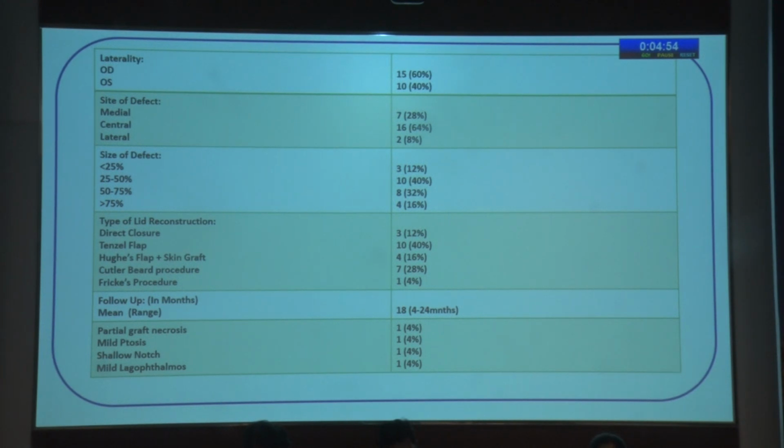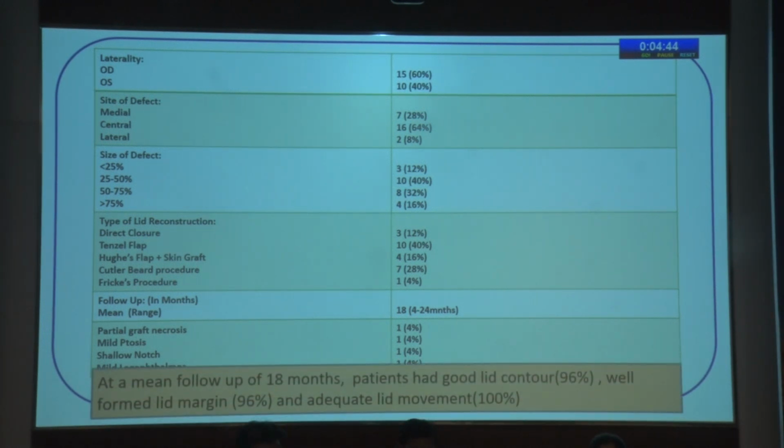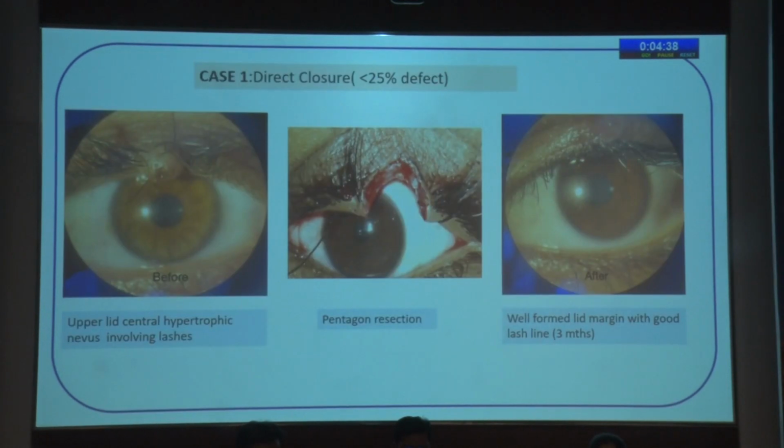The surgeries that we performed were direct closure, tensile flap, Hughes flap, Cutler Baird procedure, and Frick's procedure. Mean duration of follow-up was 18 months. At a mean follow-up of 18 months, most patients had good lid contour, well-formed lid margin, and adequate lid movement. Here are some of our cases.